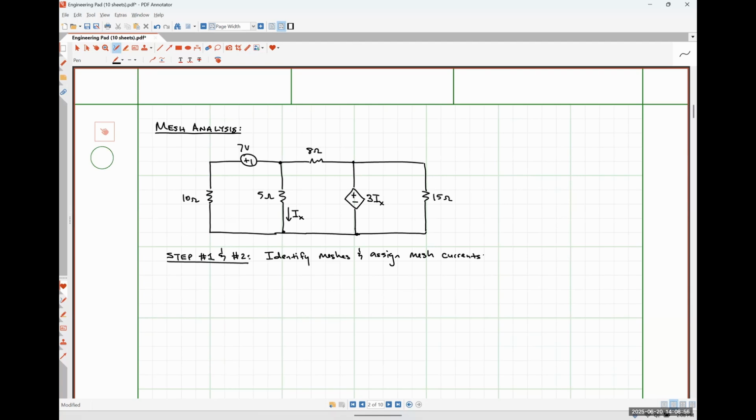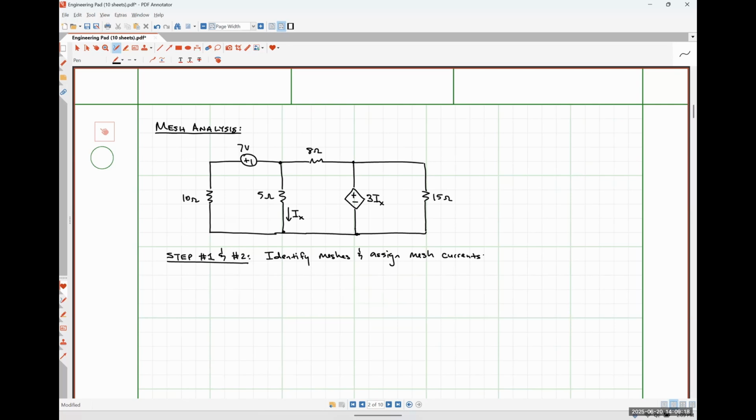So do any of you guys remember what our definition for a mesh is? This is something that we actually talked about on the very first day of class towards the end. Isn't it a loop inside a bigger loop? So a mesh is any loop which doesn't contain any smaller loops.